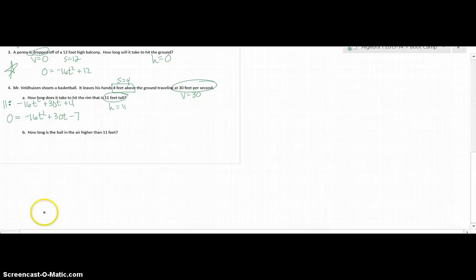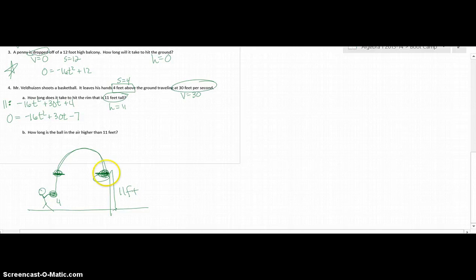Well, let's just sketch something here. If we have a person who is shooting this basketball into a basket, excuse my drawing skills here. If we start at a height of 4 feet and we shoot it up into the basket, if the basket is 11 feet tall, you could see that it's at a height of 11 feet here and here. So this is going to be your first x-intercept. This is going to be your second x-intercept. So which x-intercept do we want for when it hits the rim? This second x-intercept here.